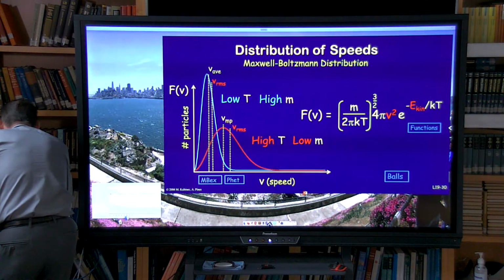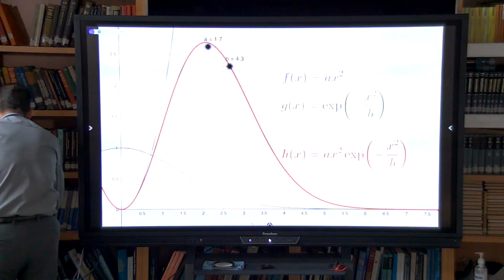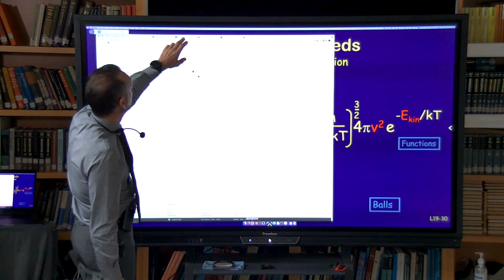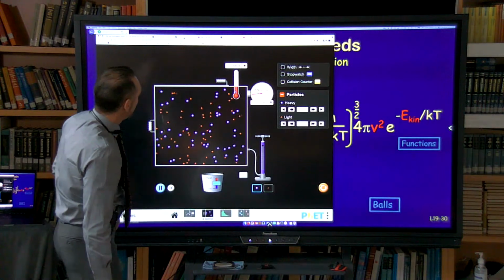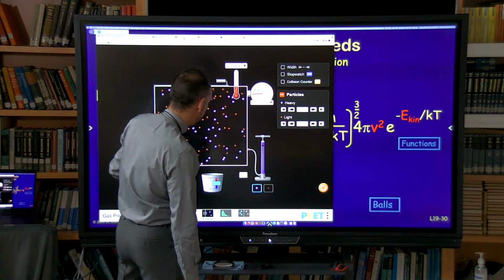And I have to do that thing. We can look at that if I have the properties of the gases. So here I have a bunch of gases.